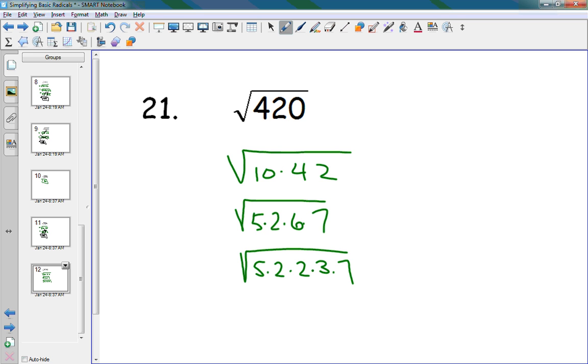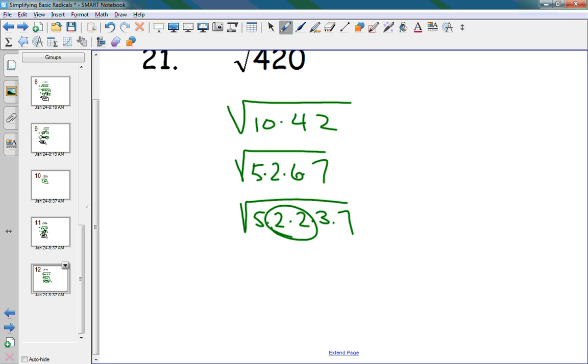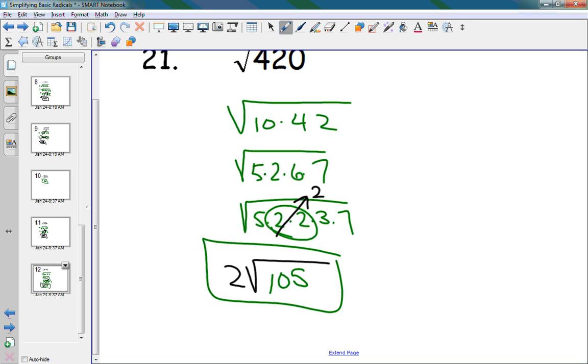Because isn't 5, 2, 3, and 7 all prime numbers? Are 5, 2, 3, and 7 all prime numbers? Yes. So do I have 2 of anything inside there? I have 2 2's, and that can come out as a 2. So that's going to give me 2 times the square root of 5 times 3 is 15. 15 times 7 is? Kind of weird. 105.